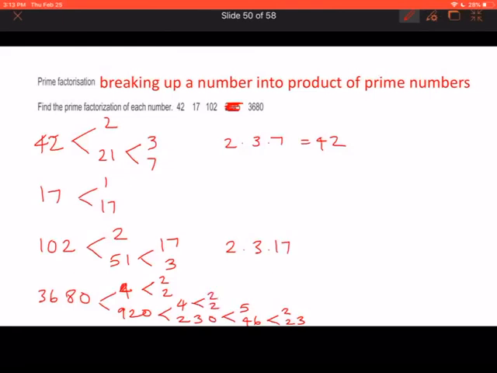So how many 2's are there? 1, 2, 3, 4 and 5, right? Which can be represented as 2 power 5, and there is one 5 factor, and there is a 23 factor, right? So this is the prime factorization format of the number 3680. This is the way we can find the prime factors by building a tree.